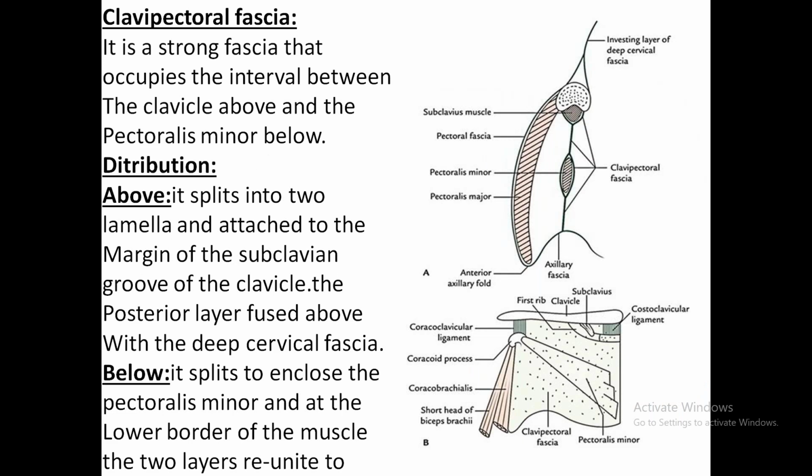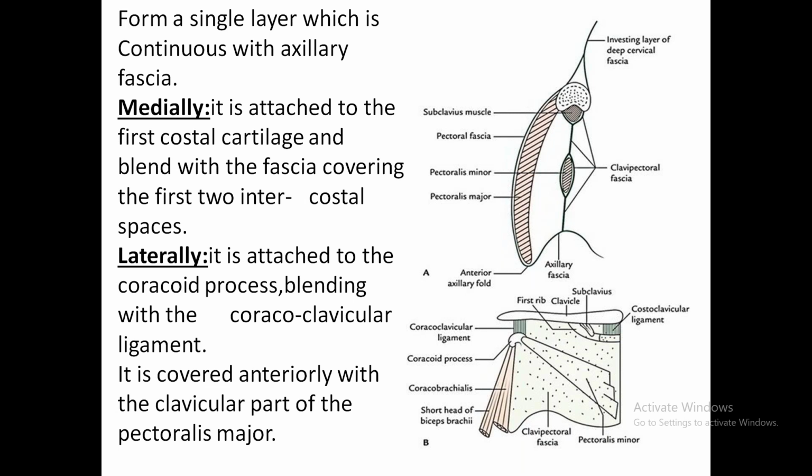Clavipectoral fascia. It is a strong fascia that occupies the interval between the clavicle above and the pectoralis minor below. Distribution: above, it splits into two lamellae attached to the margin of the subclavian groove in the inferior surface of the clavicle. The posterior layer fuses above with the deep cervical fascia. Below, it splits to enclose the pectoralis minor, and at the lower border of the muscle, the two layers reunite to form a single layer which is continuous with the axillary fascia.